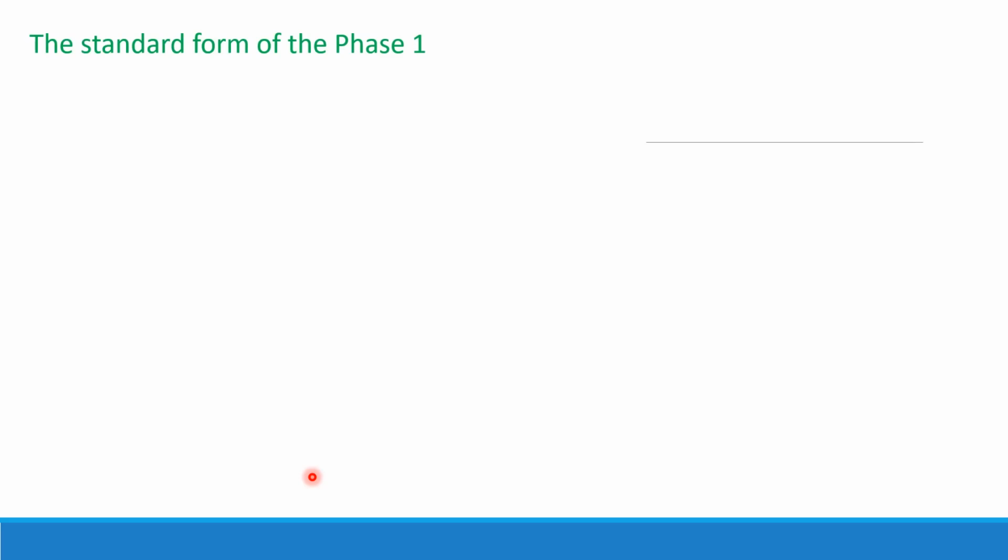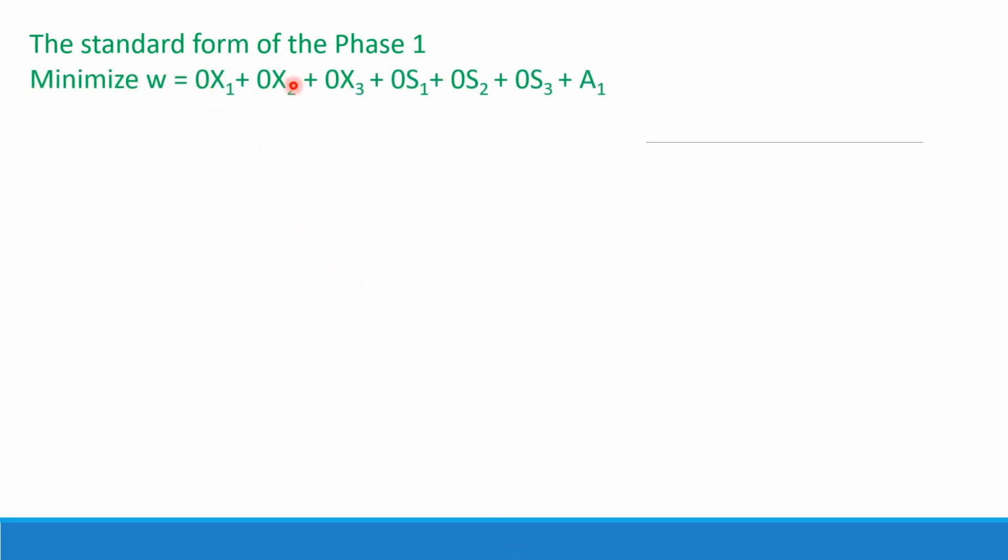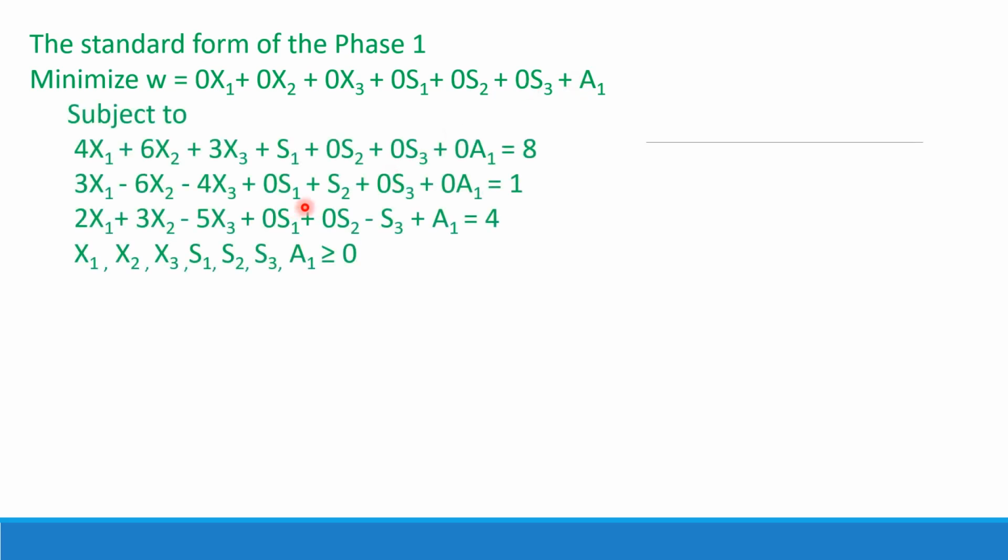Now the standard form of phase 1: we use 0 coefficients for the remaining variables, and A1 with its original coefficient, that is 1. That is, minimize W equals 0x1 plus 0x2 plus 0x3 plus 0s1 plus 0s2 plus 0s3 plus A1, subject to these constraints, where x1, x2, x3, s1, s2, s3 and A1 are greater than or equal to 0.